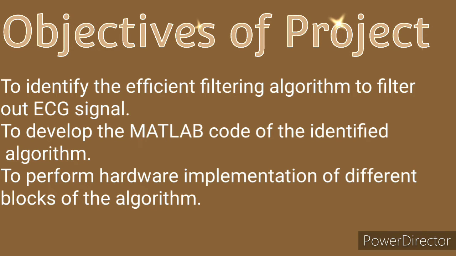So here is a list of the different objectives of this project. The first objective is to identify an efficient filtering algorithm to filter out the ECG signal. The next objective is to develop the MATLAB code of the identified algorithm. And the final objective of this project is to perform hardware implementation of different blocks of the algorithm.